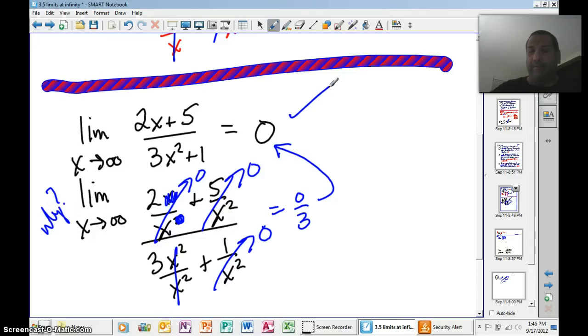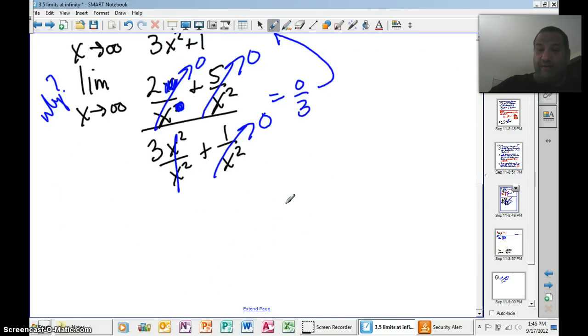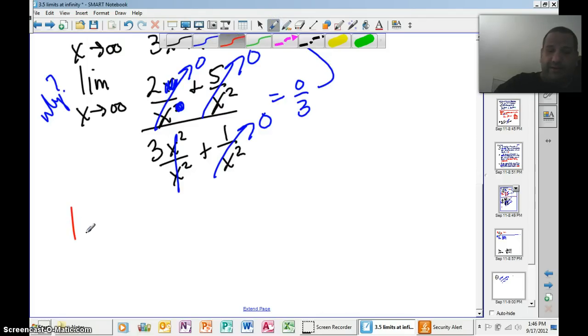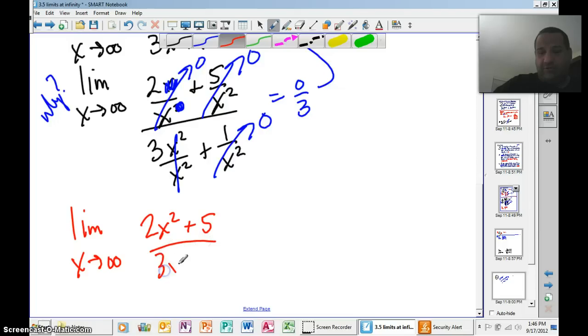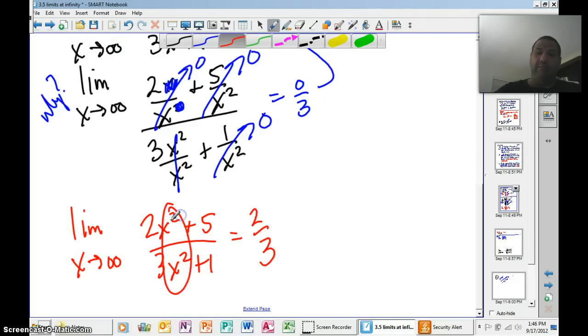All right. Well, one more of these type of problems, and I'll let you think about it. It's the limit as x goes to infinity of 2x squared plus 5 over 3x squared plus 1. So what are you thinking? Answer? Yep, 2/3. You got it. They're the same degree, so the answer just comes out to be 2/3. I'm not going to show the why anymore.